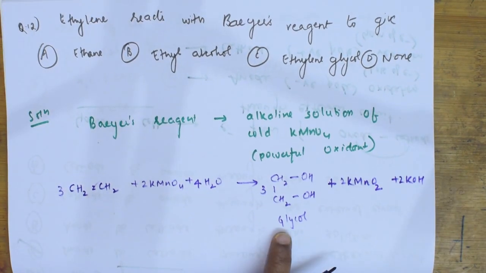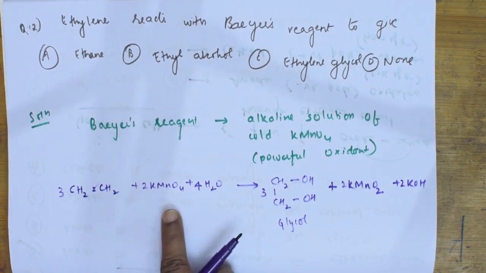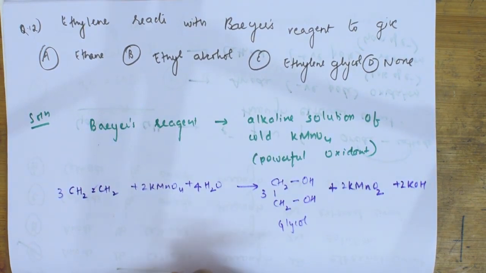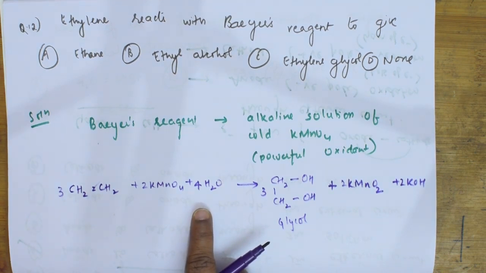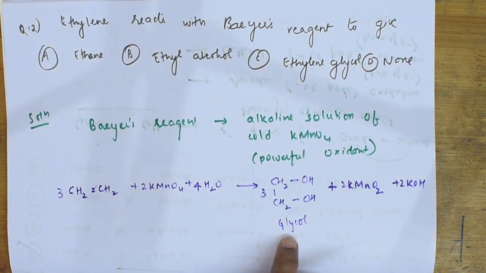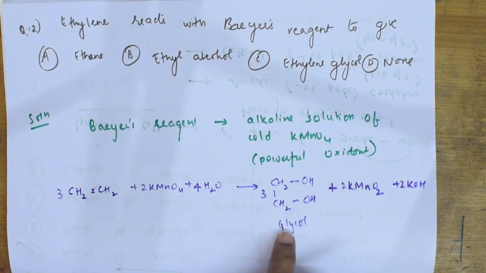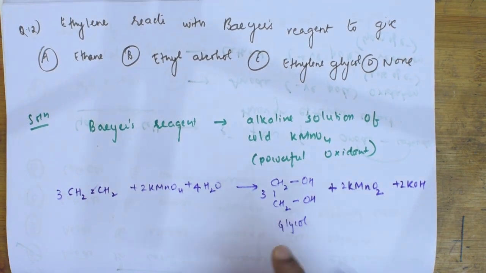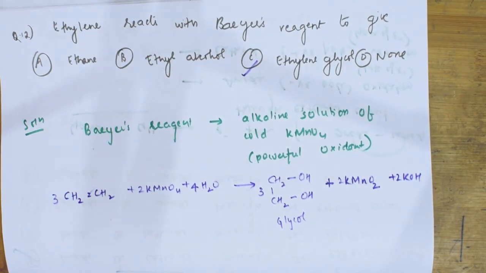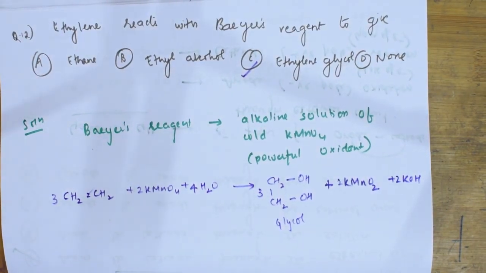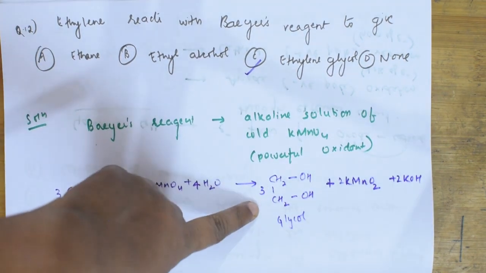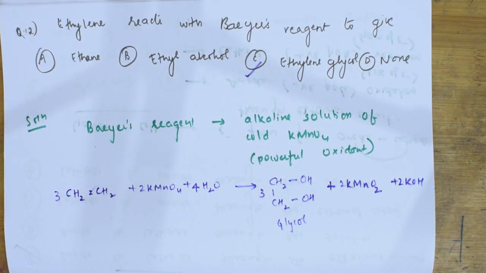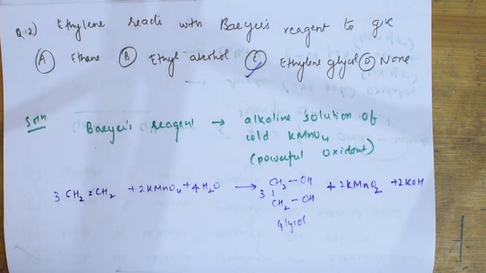So what did we get? When ethylene reacts with Bayer's reagent, that is alkaline solution of cold KMnO4, we are going to get a product that is glycol. Right? What is this glycol? This is ethylene glycol. So the correct option is ethylene glycol. It took 2 carbons, isn't it? CH2, CH2, 2 carbons are here. So it is ethylene glycol as a product. Hope this is clear, students. Let's come back and do the next question.